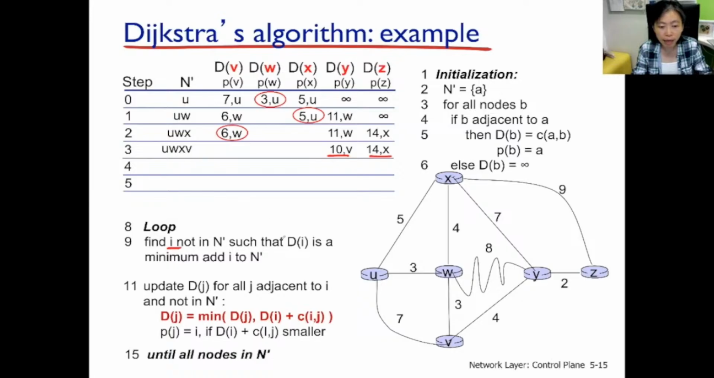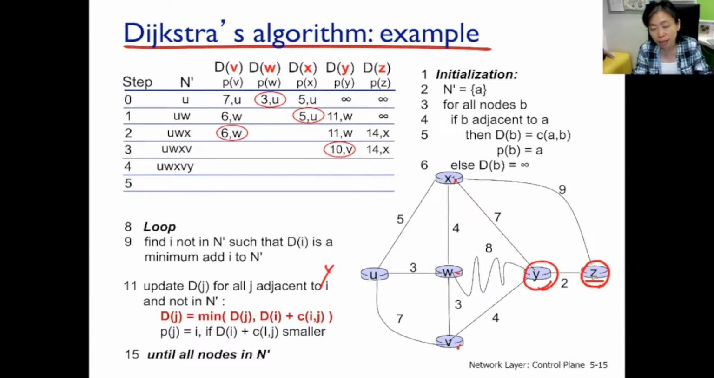We pick another I with the minimum DI. 10, 14, therefore we pick Y next. And Y is included into the M prime set. So Y is our I this time. So Y here. Go through all the adjacent nodes that are not already in M prime. So X already in M prime, W already in M prime, V already in M prime. The only one that is not in M prime is Z.